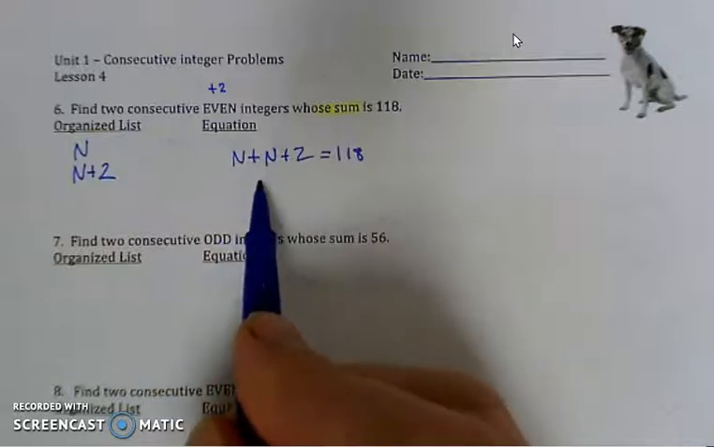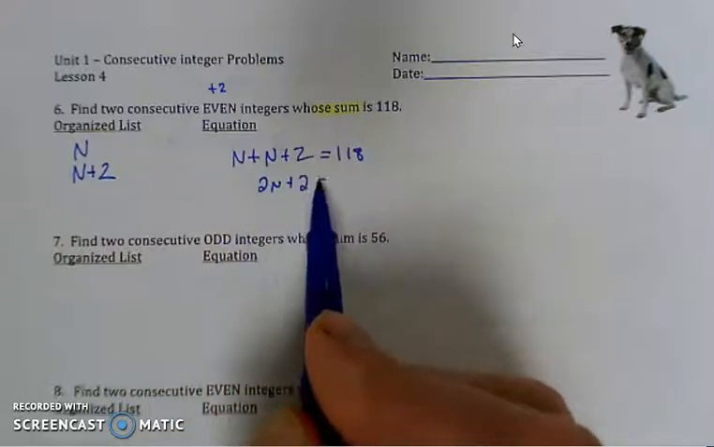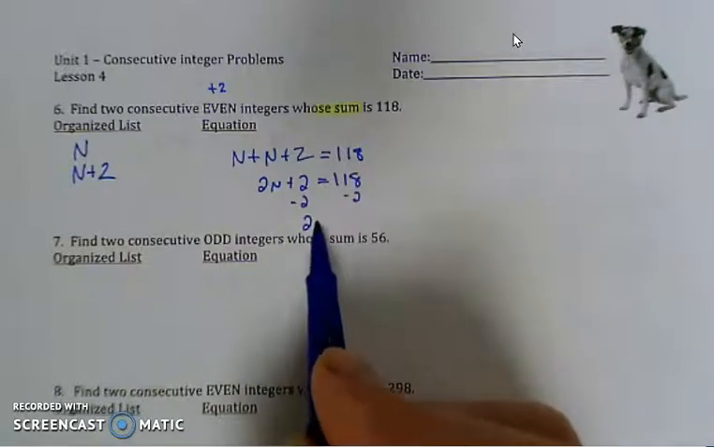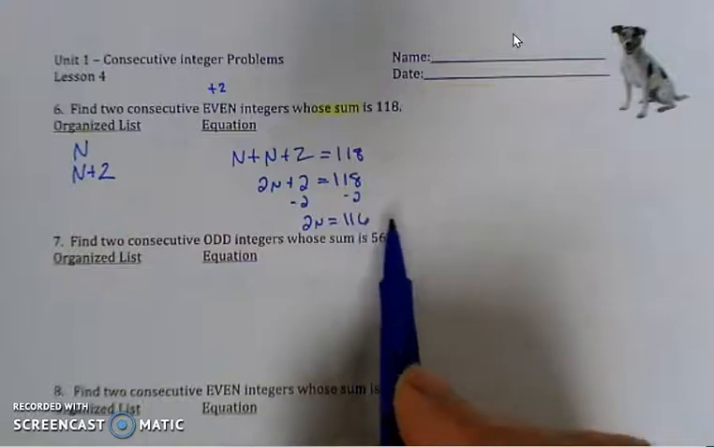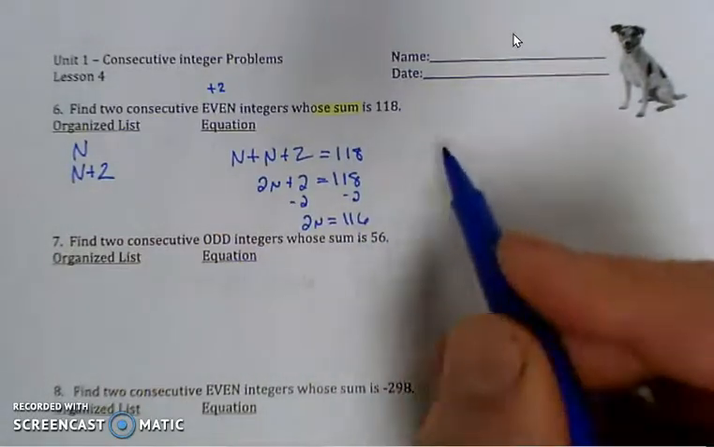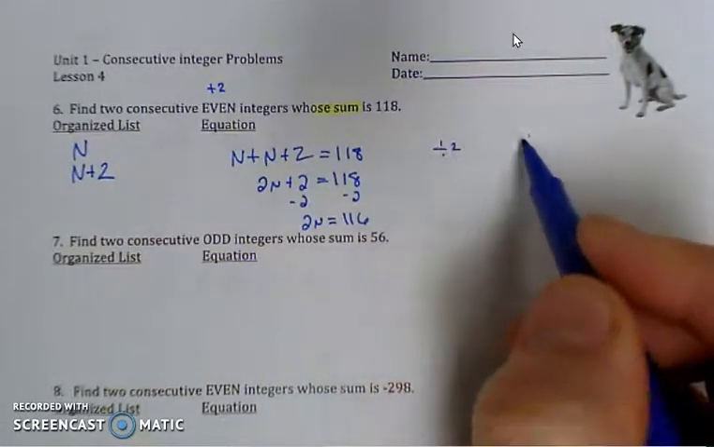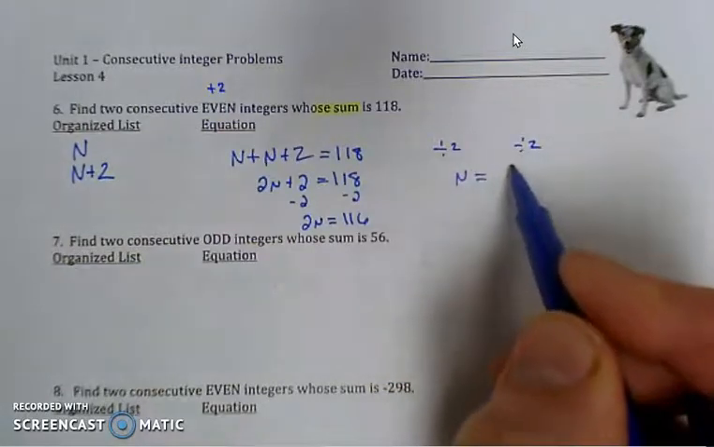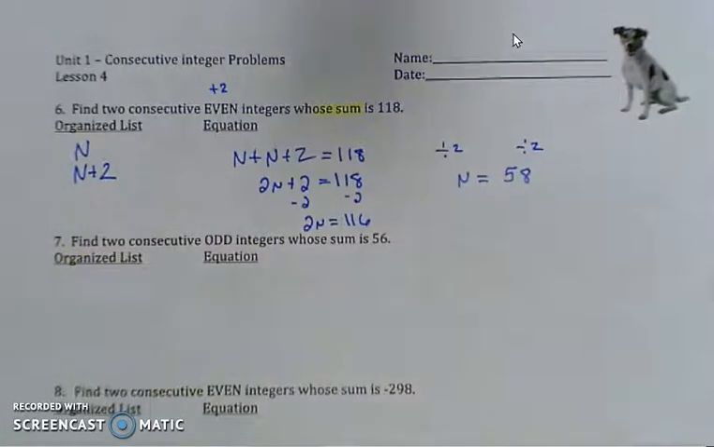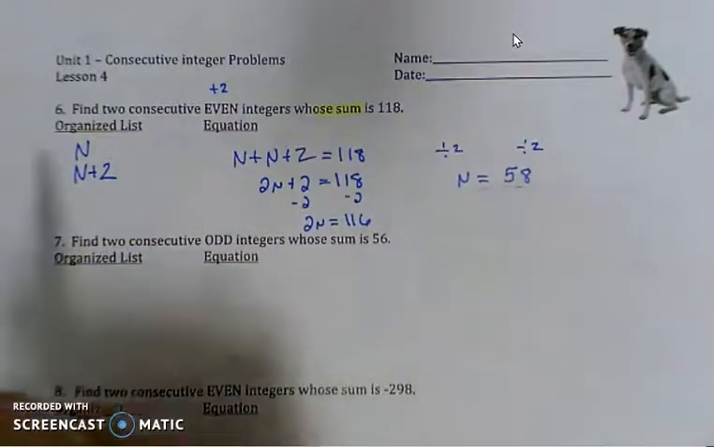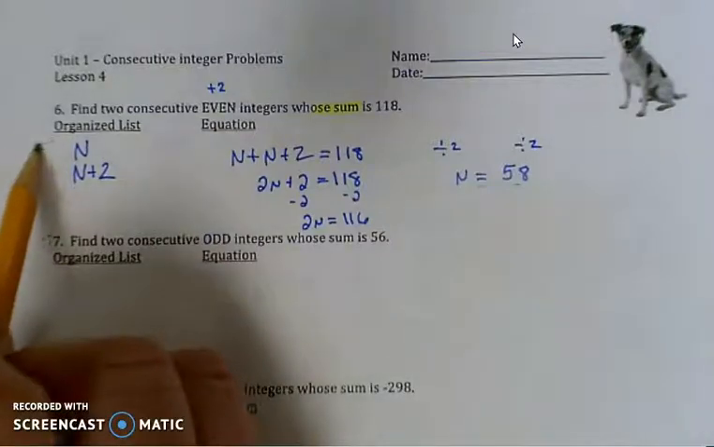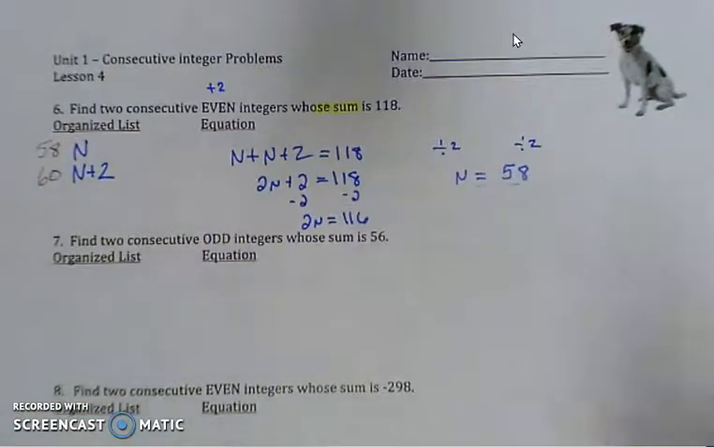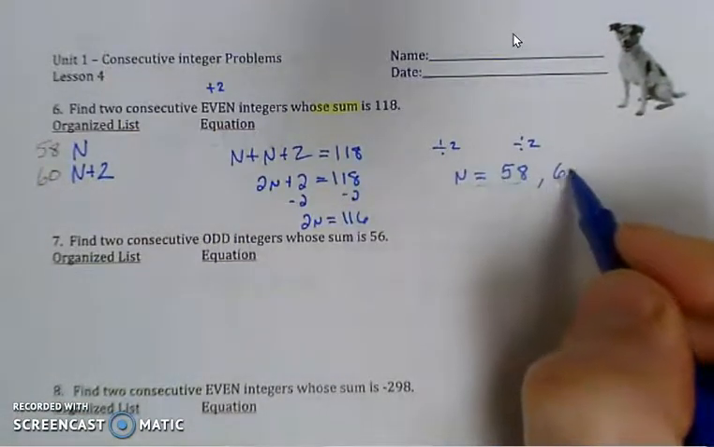Put your like terms together. You've got 2n plus 2 equals 118. If you subtract 2 from both sides, 2n is going to equal 116. Now I've run out of room a little bit, but if I divide by 2 on both sides, I will get n is equal to 58. So if n is equal to 58, then that's this number here, 58. So the next number has to be 60. So my two numbers are 58 and 60.